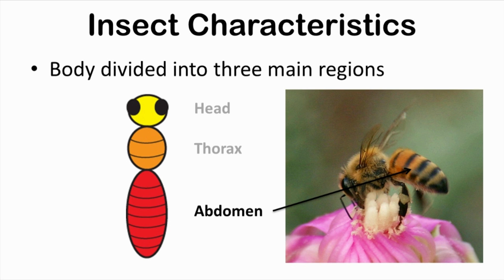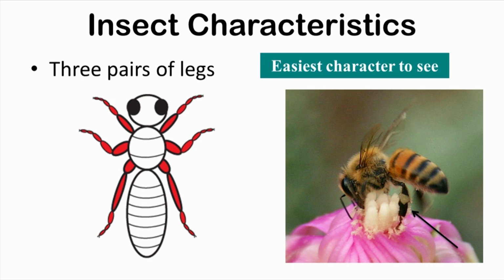Insects have 6 legs arranged in 3 pairs, with each pair originating from each of the 3 thoracic segments. This is probably the easiest characteristic to see in order to distinguish these animals from the arachnids that have 8 legs and the other groups that have variable numbers or many more legs.